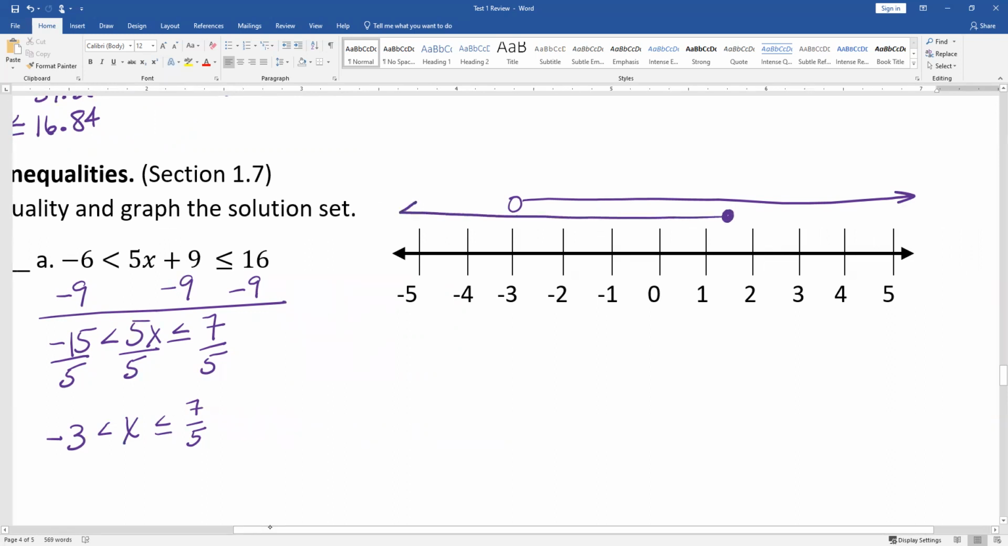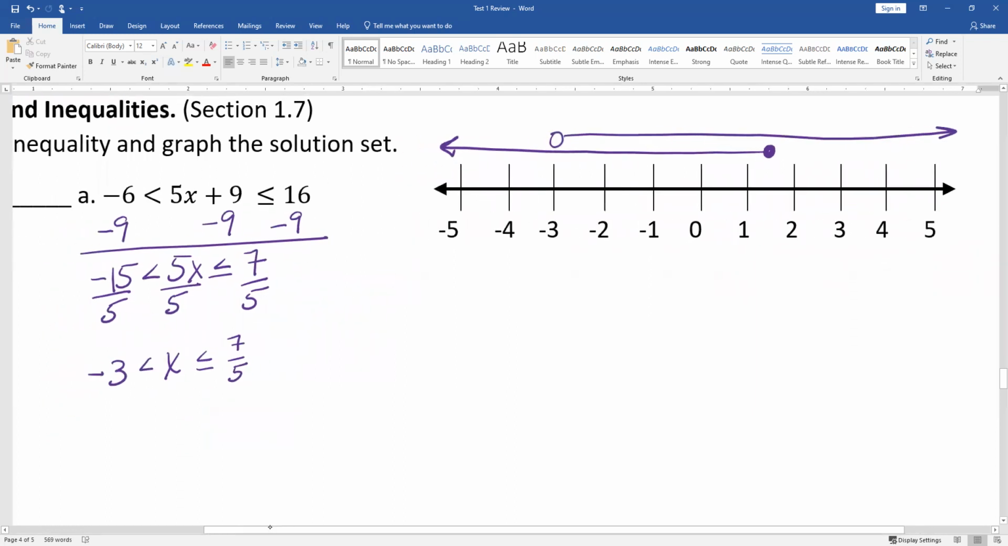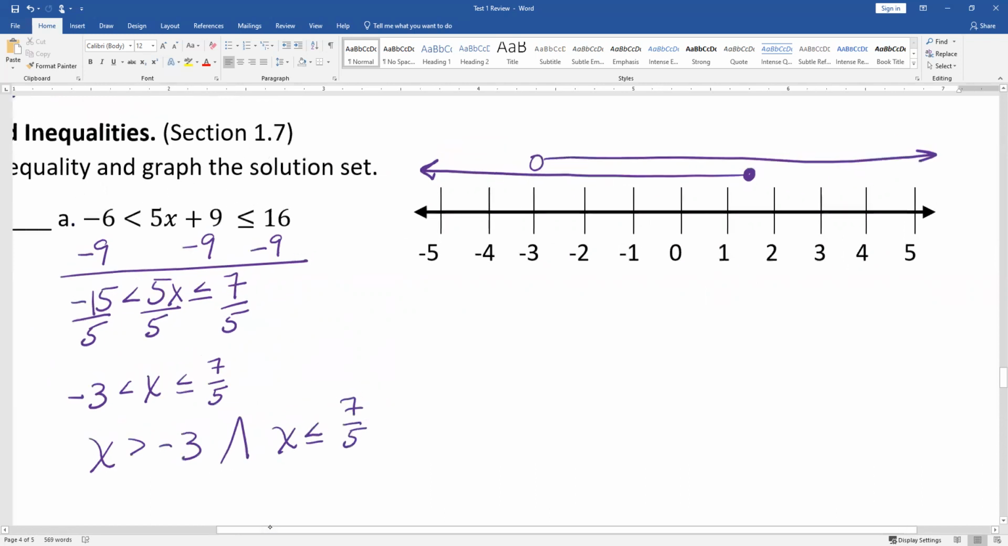And x is less than. Is that right? Because x is greater than negative 3. So if you need to write it as two, you would write it as x is greater than negative 3 and x is less than or equal to 7/5. So yeah, that's why we're going up the number line. You're right. So that one's going to go to the right. That one's going to go to the left.